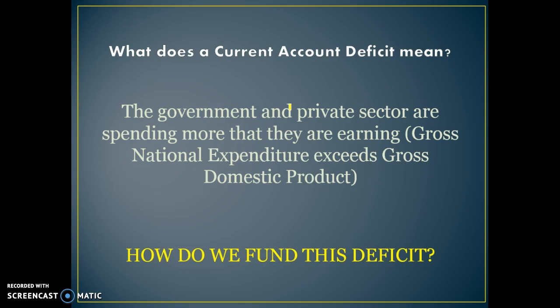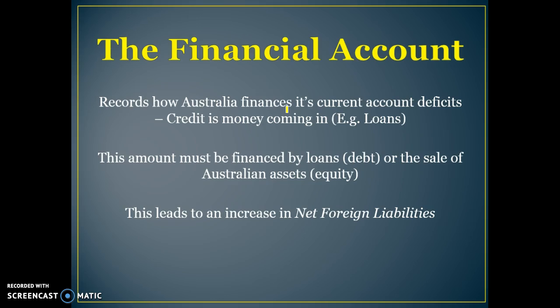So, financial account, basically the current account deficit means that as a nation we are spending more than we are earning. So as a nation, total expenditure by the government and the private sector is higher than total gross national earnings, and therefore we need to fund that by borrowing money, or we can sell off our assets. So the financial account records how Australia finances its current account.